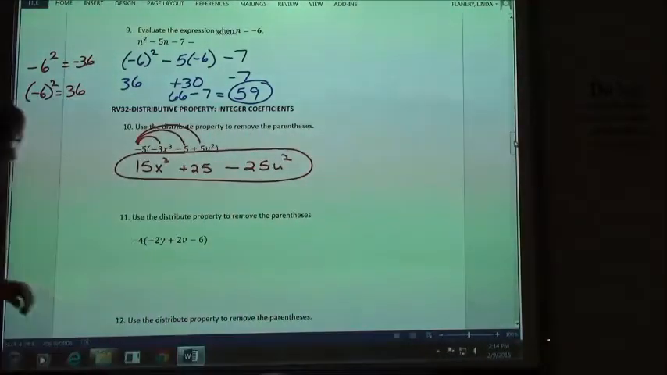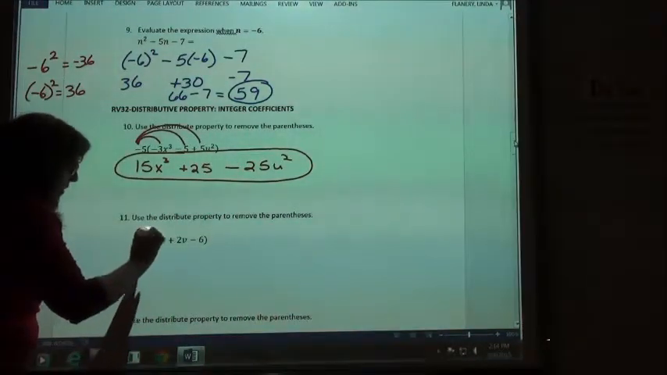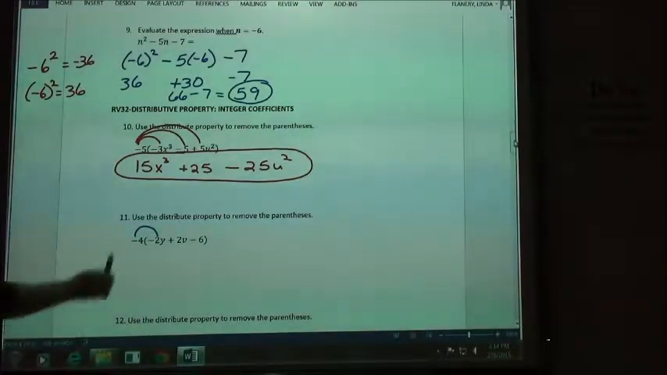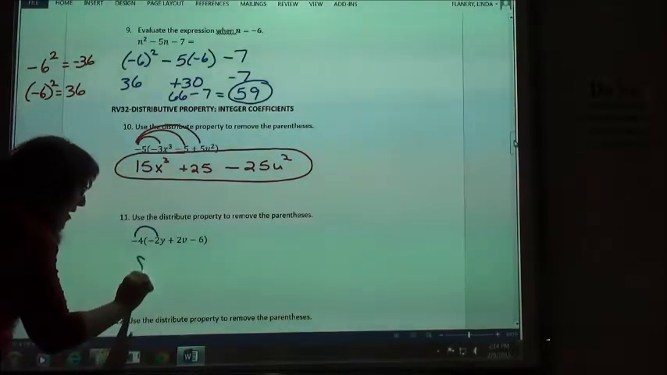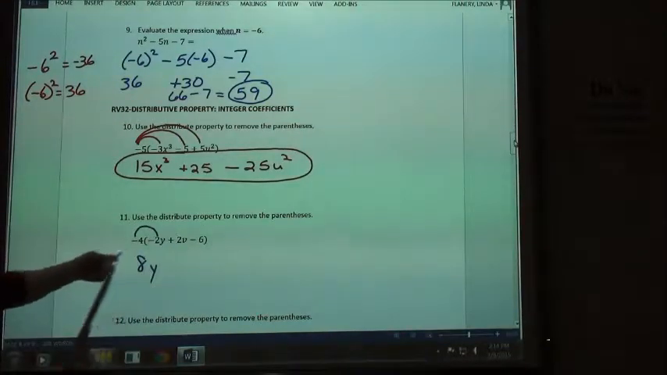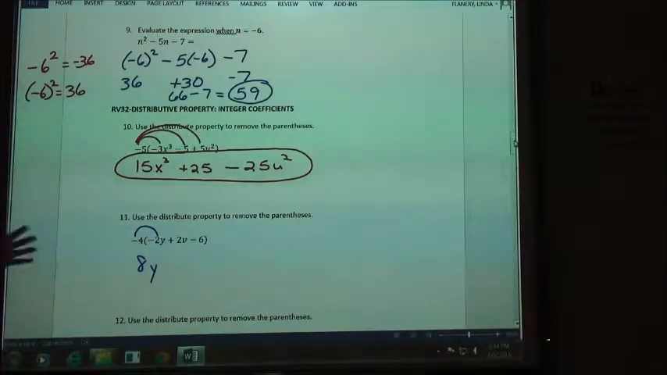So number 11, if I use my distributive property, negative 4 times a negative 2y. Negative times a negative is a positive 8y. And if it's a leading term, we don't need the plus sign. Everything else, we need the sign in front of it.